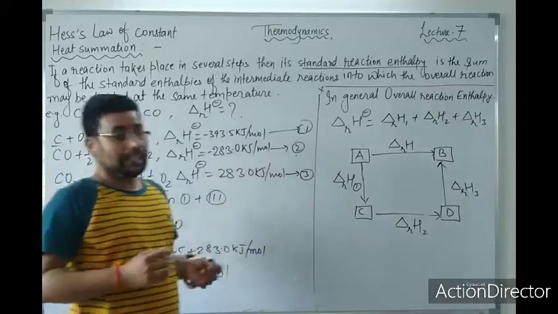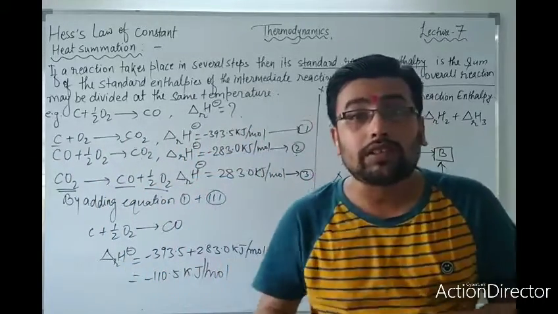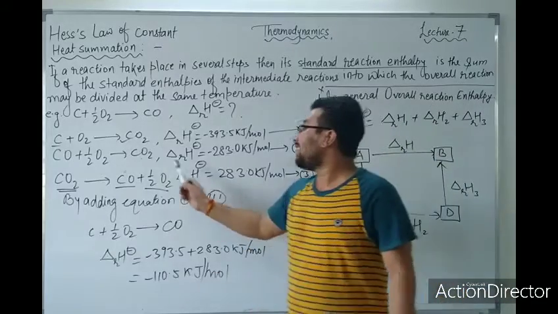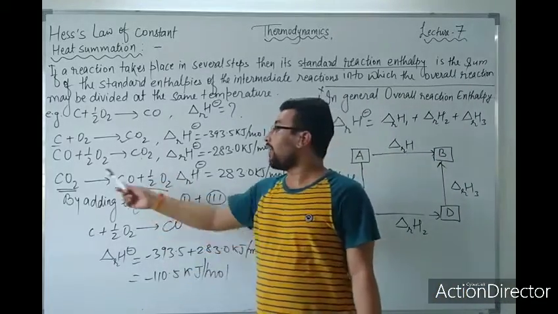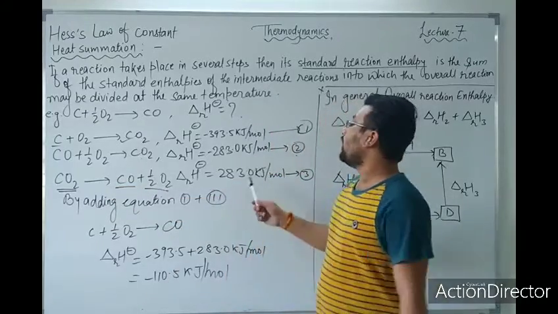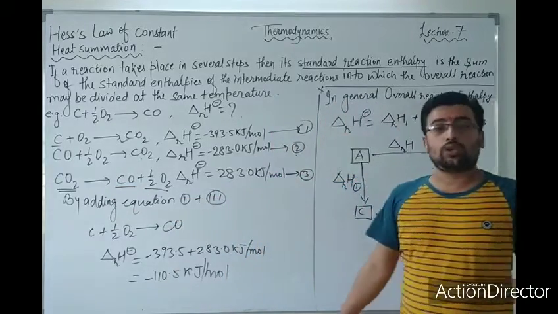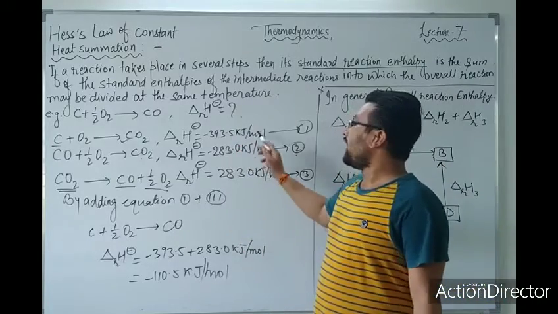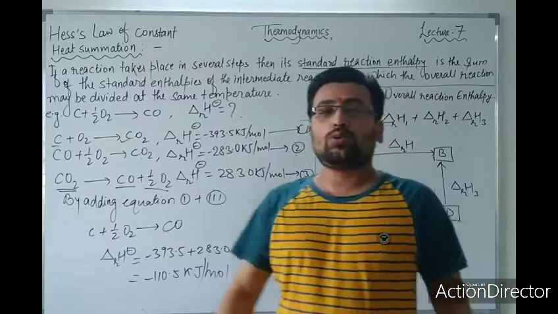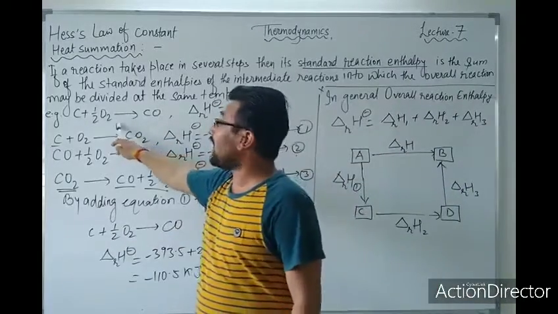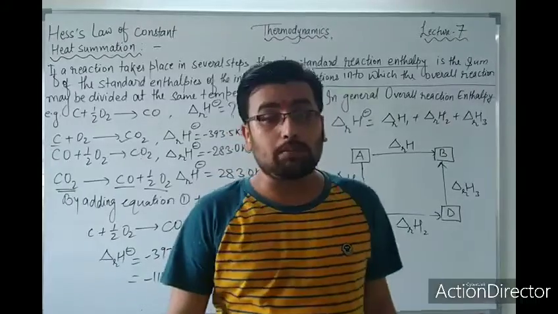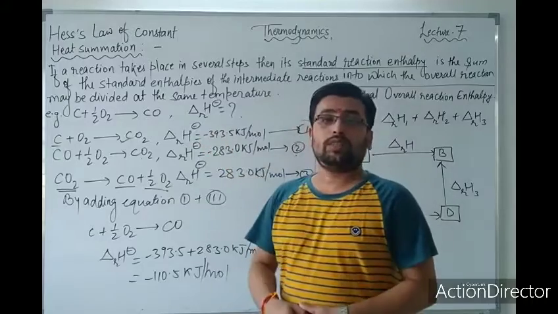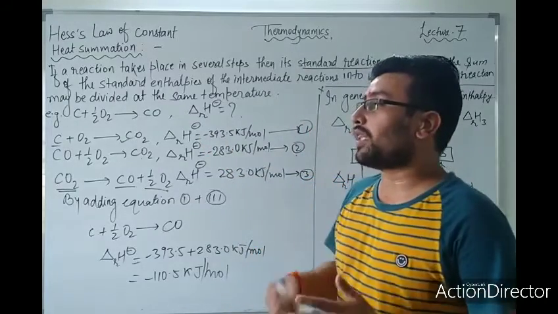That time, the delta HR value will be positive, it will not be negative. Why will it be positive? Because here you can see the product is carbon monoxide plus half oxygen and the reactant is carbon dioxide. So that's why it is an endothermic reaction, 283 kilojoule per mole, positive. Now what have we done? We have just added the first reaction and the third one. So I get what the question was: carbon plus half oxygen gives carbon monoxide. I want to calculate the enthalpy of this reaction.